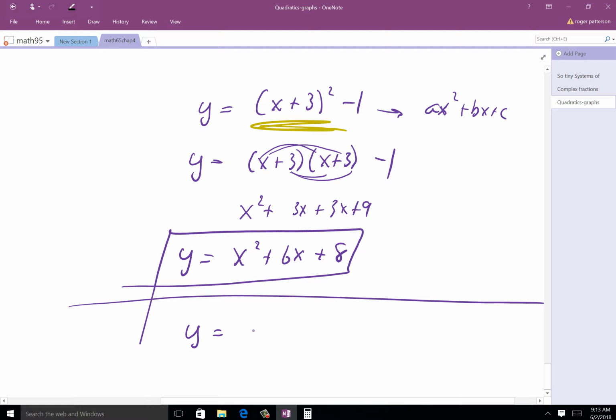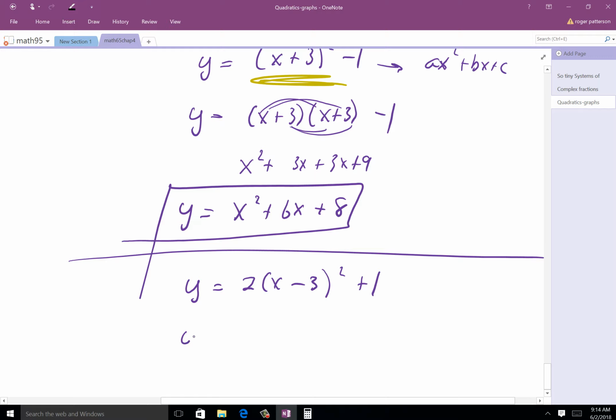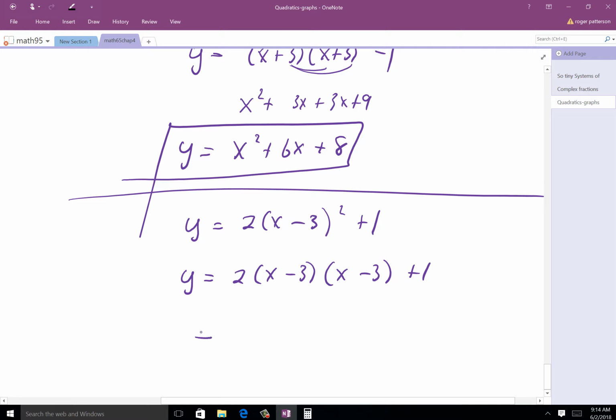You're basically writing it twice and FOILing. If I stick a number out in front, that doesn't really change much. I'm still just going to do this. Always going to write this twice because that's what squaring means. And then just FOIL it.